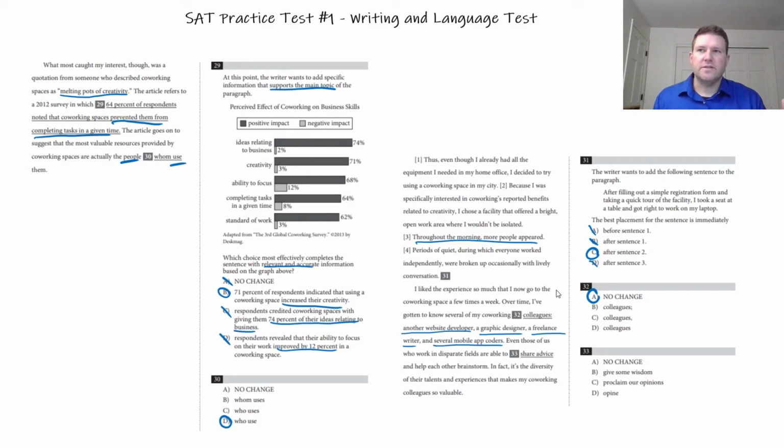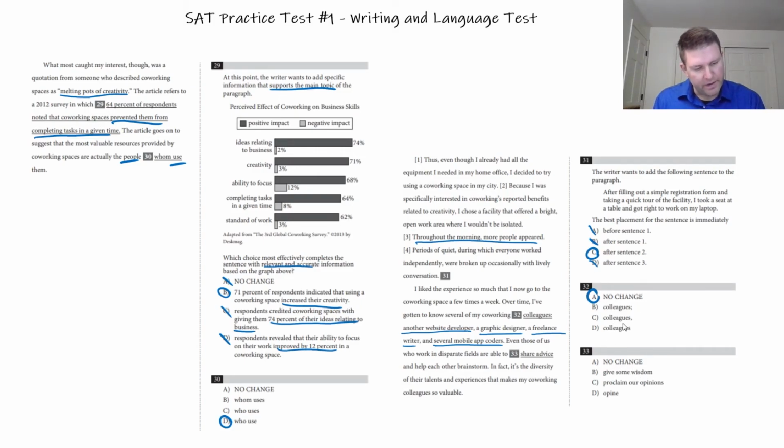Just use this trick for colons: if the entire sentence is designed to lead around announcing or defining something after the colon or listing something, then a colon is appropriate. So over time, I've gotten to know several of my co-working colleagues who were all of these guys. So perfect use of a colon.